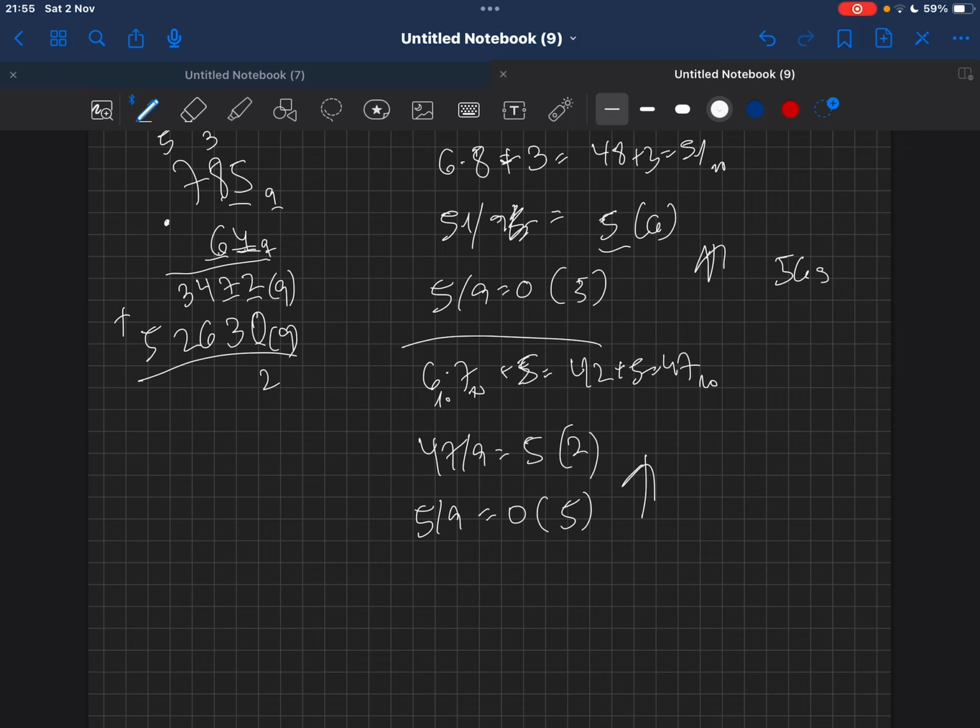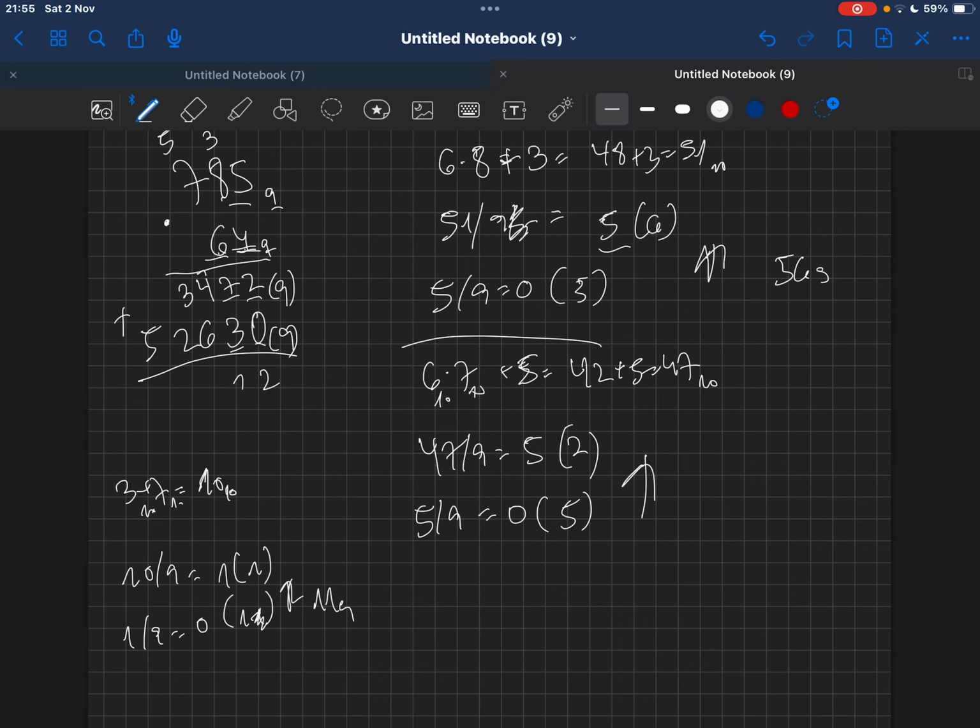This is in base of 9, all of this. So 2 plus 0 is 2, 3 plus 7 in base 10 equals 10. Now convert it to base of 9: 10 divided by 9 is 1, remainder 1, which is 1, 1. It means that this is a 1 and 1 here.